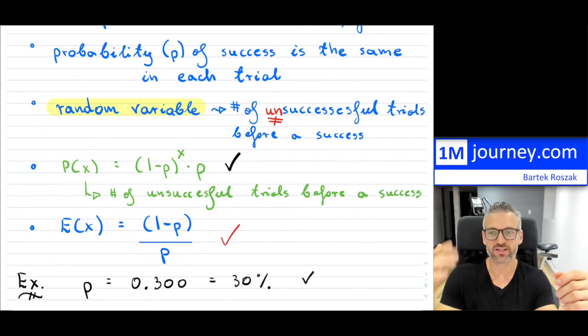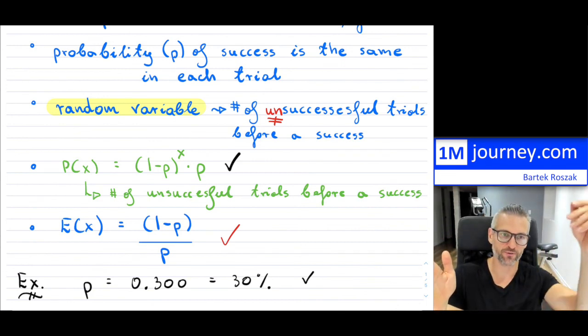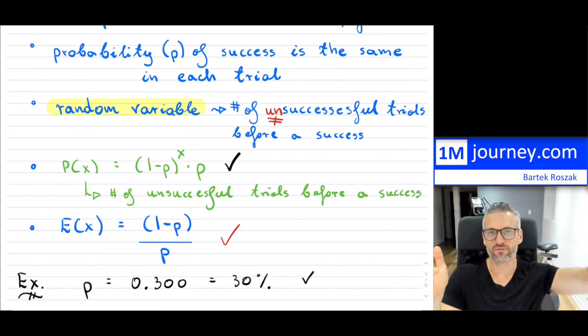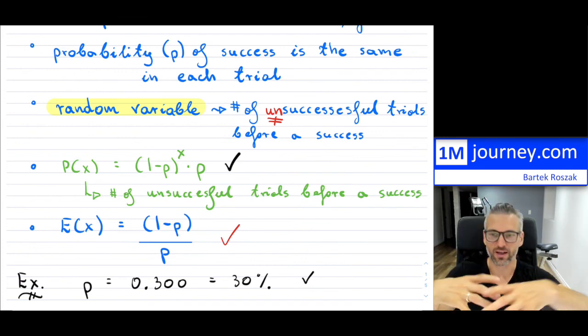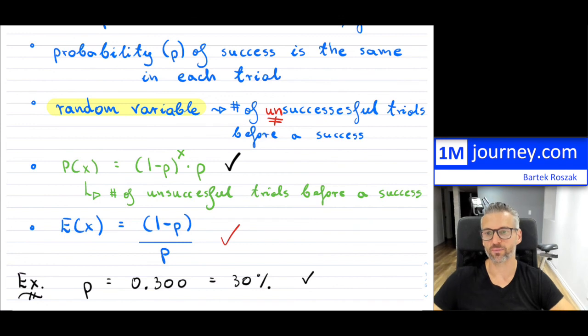If it's unsuccessful, you just take the probability of being unsuccessful on the first one, second one, third one, fourth one, and so on. And then eventually at the end, you have a success. So you multiply by that p, and then you have your probability distribution right there.